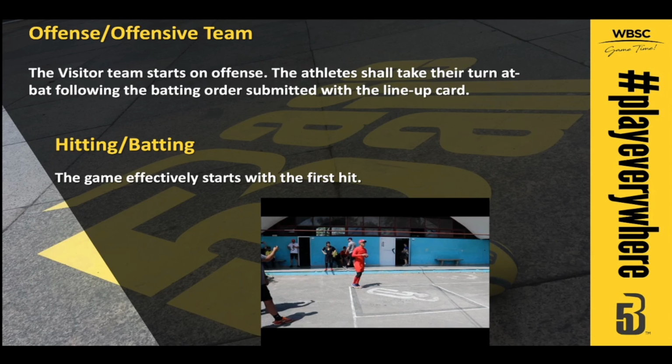As we mentioned, the visitor team starts the game on offense, at bat. Their hitters will appear one by one, following the order submitted before the game. Hitting is one of the most important skills in Baseball5, and the game effectively starts with the first hit.